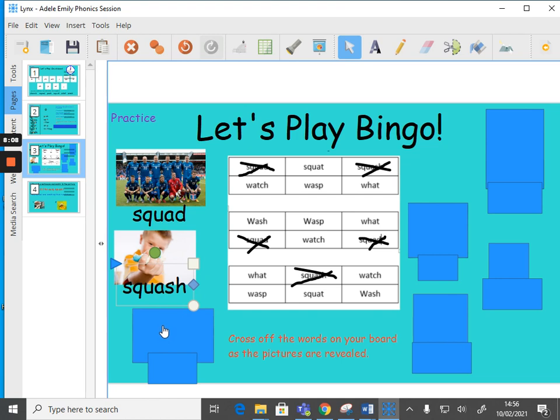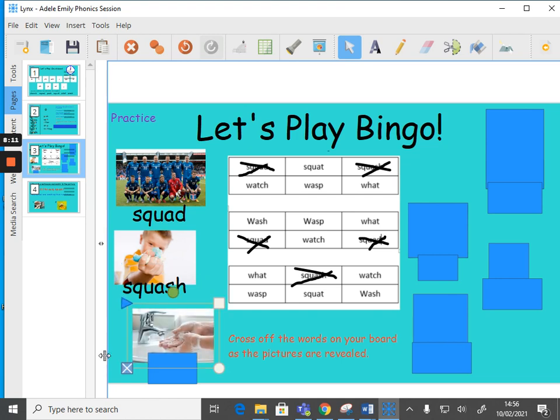Right. My next picture is somebody washing their hands. Wash. Remember the rule. After the w, we can often hear the short O sound, which is spelt with an A. See if you can find the word wash on your bingo boards. Good job. Let's reveal the spelling of the word wash. W-O-sh. Wash. Good job, everybody.